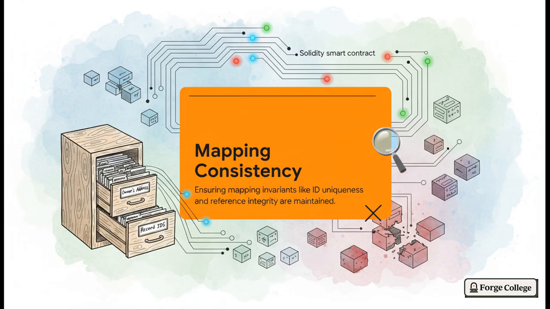That is catastrophic. We have to ensure these invariants, ID uniqueness, reference integrity, correct subset ownership, stay perfectly synchronized throughout the entire lifecycle of the contract. If the mapping is out of sync, the contract's reality is completely broken.